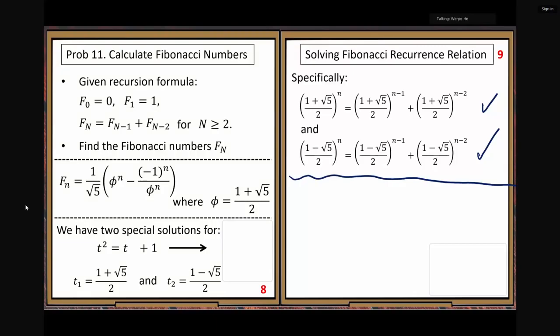Based on the two known solutions, we should use them to help us find new solutions. That's our goal. You can use two old solutions to find new solutions. How to do that?